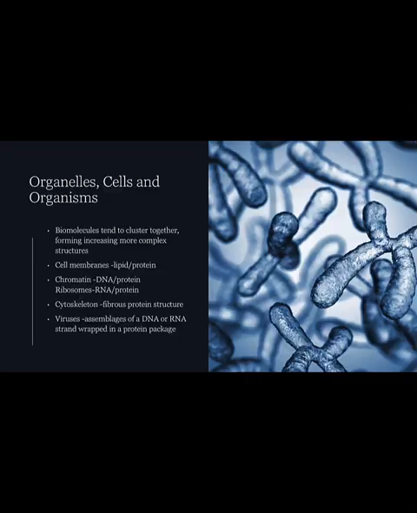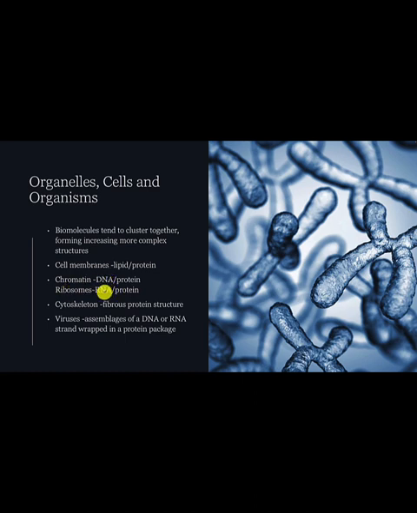And then we can just go to this last one, which is organelles within the cell. Organelles within the cell, you guys should be familiar with what they are. They could be chromatin, they could be ribosome RNA protein, they can be cytoskeletons, even viruses, things like that. These biomolecules tend to cluster together and they can form these structures. So again, lipids and proteins in the cell membrane. Chromatin from DNA. What is DNA made of? It's made up of individual nucleotides.